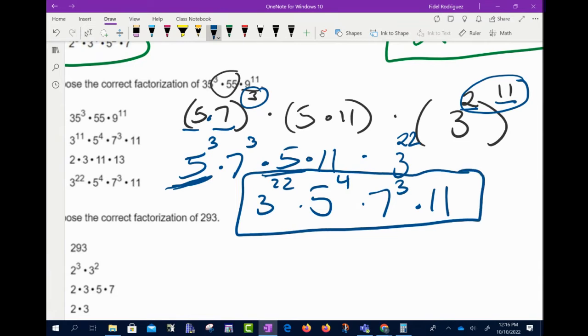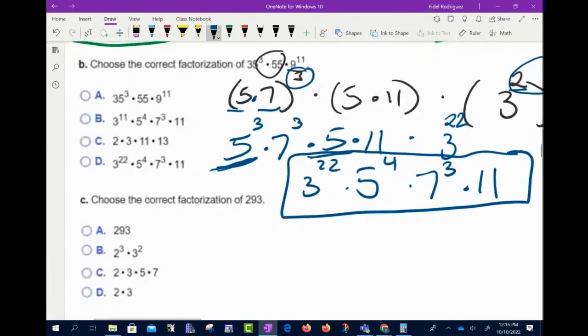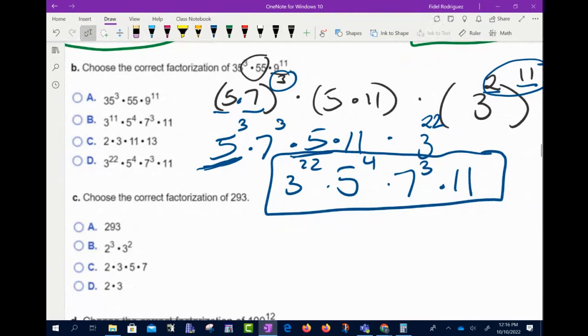And so I'm going to look at this piece right here, and I'm going to come back, and I'm going to say, okay, do any of my answers look like this? Yeah, it looks like D looks like the correct answer again, doesn't it? Okay.